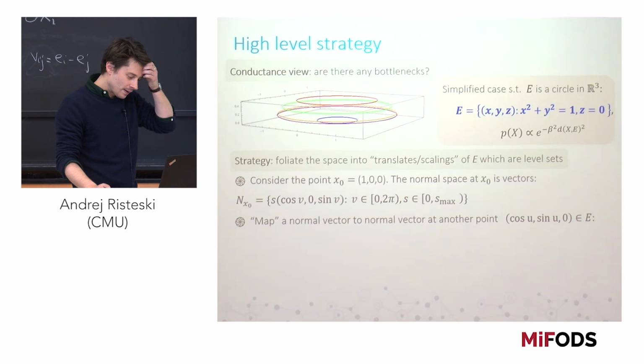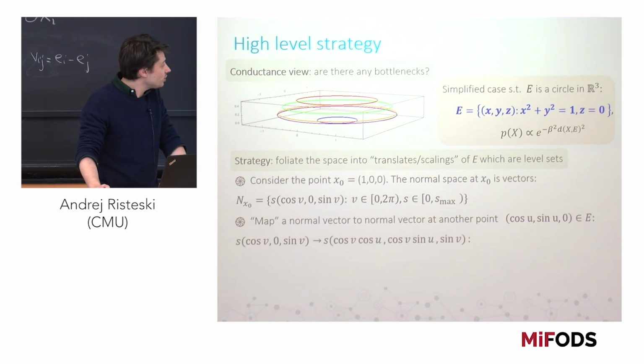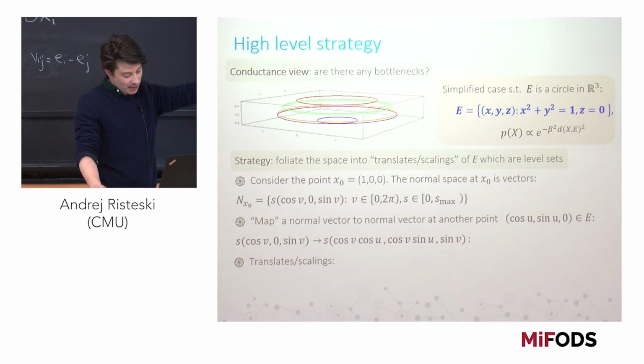And now what I'm going to do is map this normal vector to a normal vector at any other point on the circle. I can parameterize any other point on the circle as (cosine u, sine u, 0). And the way I'm going to do it is pretty natural. I'm going to map the point (s cosine v, 0, s sine v) to the point (s cosine u cosine v, s sine u cosine v, s sine v). So this gives me a way to take any normal vector in the normal space at x0 and map it to a normal vector at any other point on E.